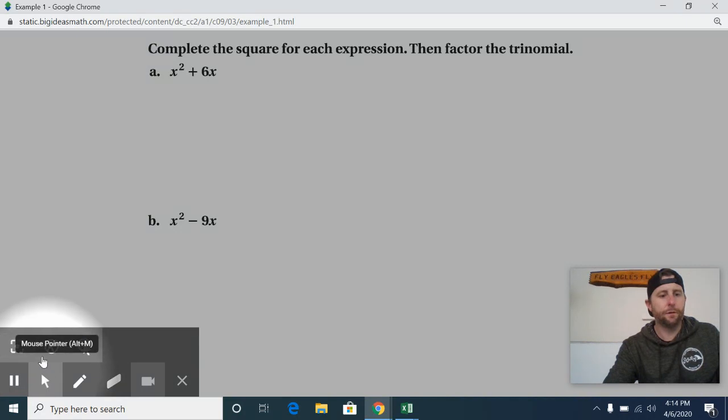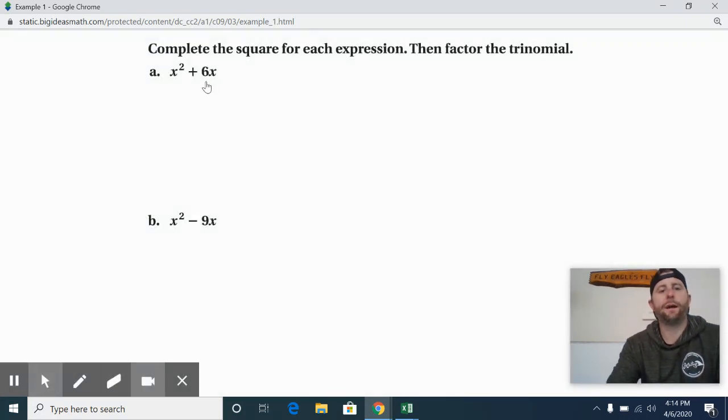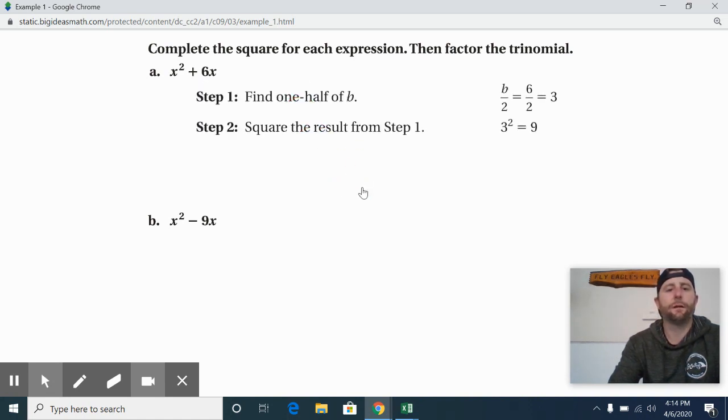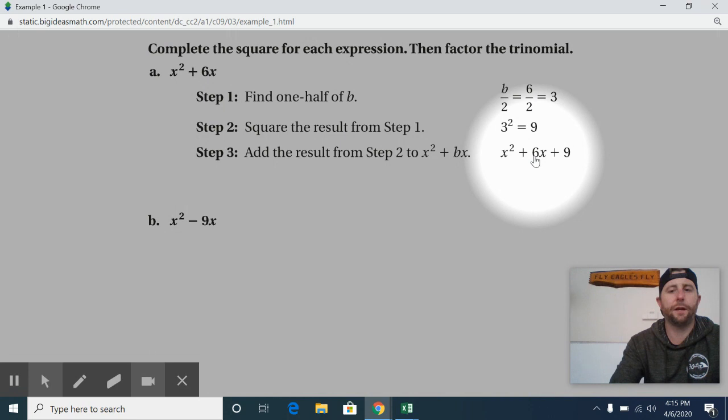Okay, so in this problem, let's remember what we're doing when we complete the square. We take half of 6, and we square it to get 9, and we add that to the end of the binomial I started with. So this is completing the square. This is our answer for completing the square. Then we have to factor it.